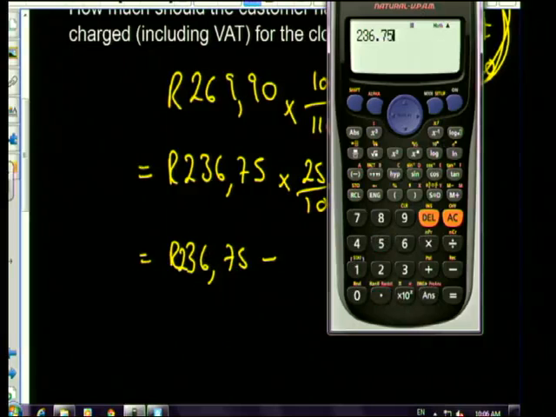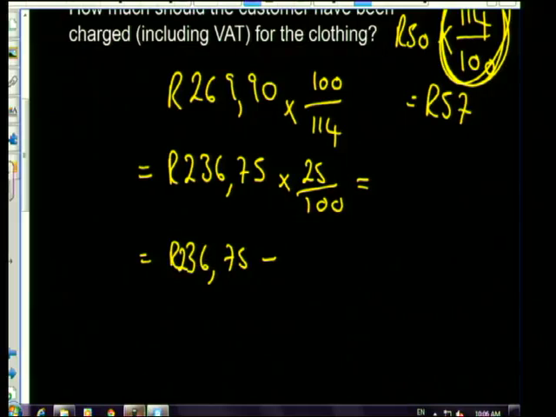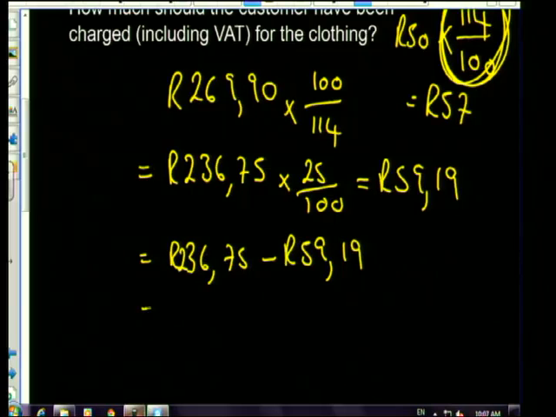Cool. And we're going to find 25% of it. 25% or 25 over 100 equals, and we get an answer of 59 Rand 19 cents. 59 Rand 19 cents. That's the discount on the clothes. So let's subtract 59 Rand and 19 cents equals.